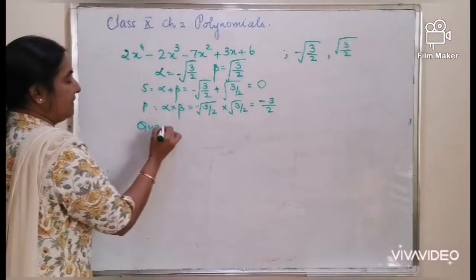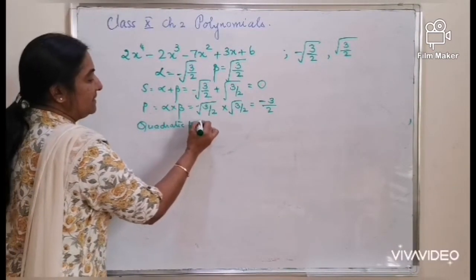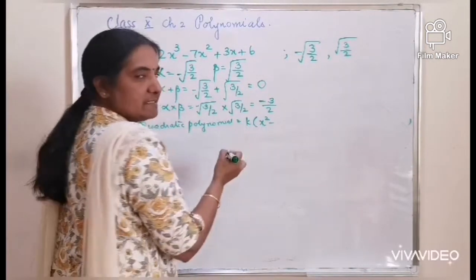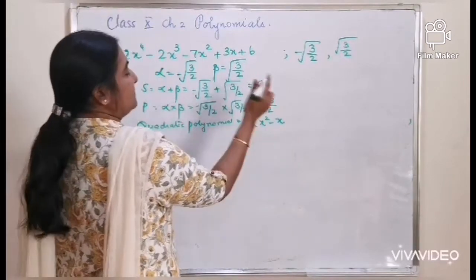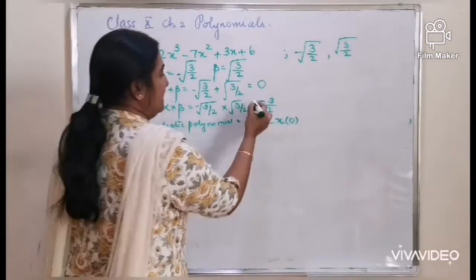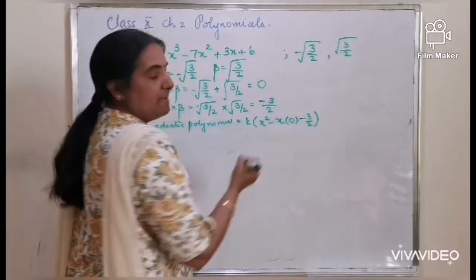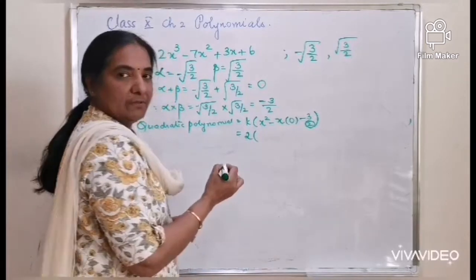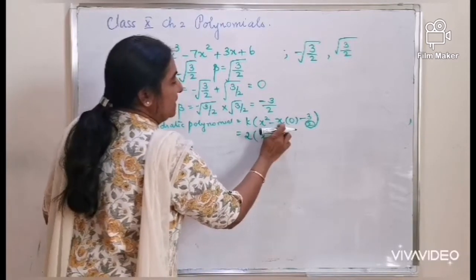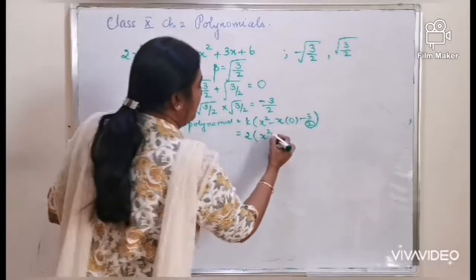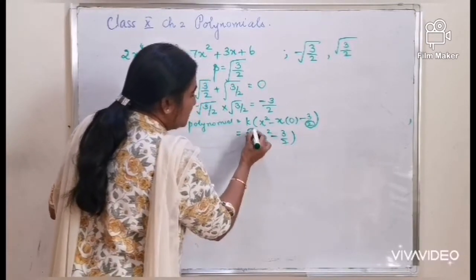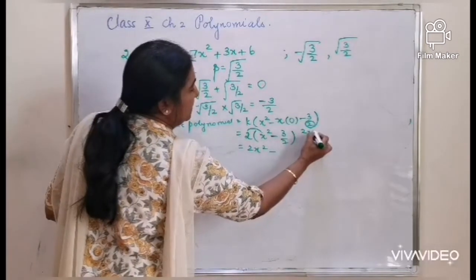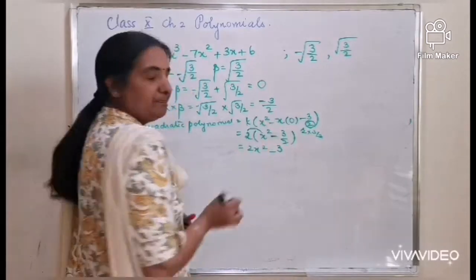Thus, the quadratic polynomial can be written as k into x square minus x into sum of zeros, which is 0, plus product of zeros, which is minus 3 by 2. Assume the value of k as 2 into x square, 0 into x is 0, minus 3 by 2. 2 into x square is 2x square, minus 2 into 3 by 2 gives you minus 3.